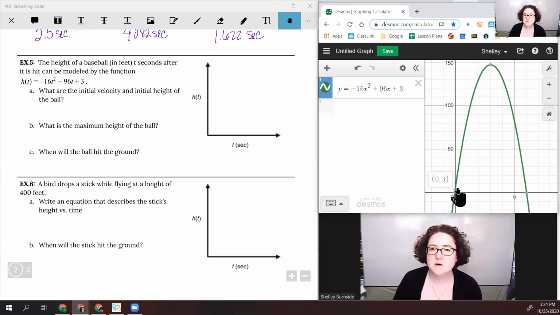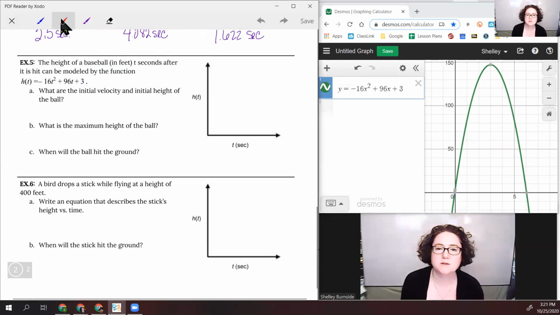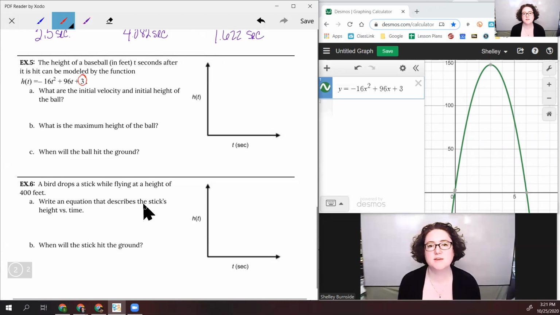Why do you think we have 3 as our y-intercept? Don't forget that the y-intercept always comes from, oops, sorry, let me go back to drawing. Always comes from our constant at the end of a standard form equation. So we know we're going to start at 3. And they definitely kind of lobbed this ball if it went so high.